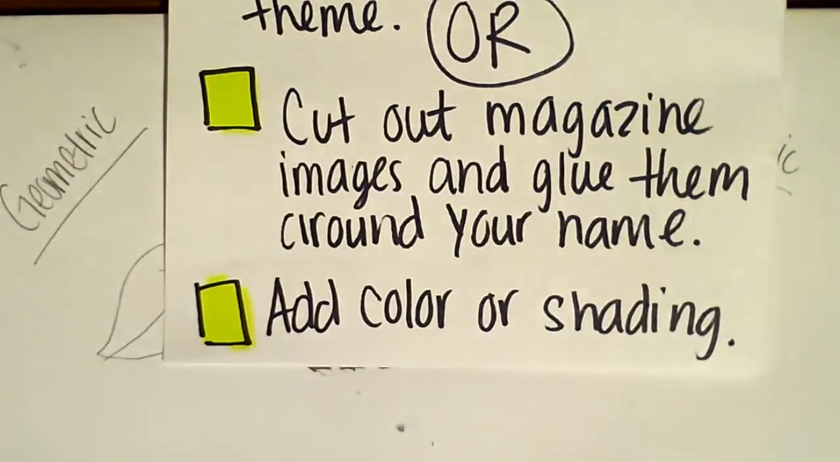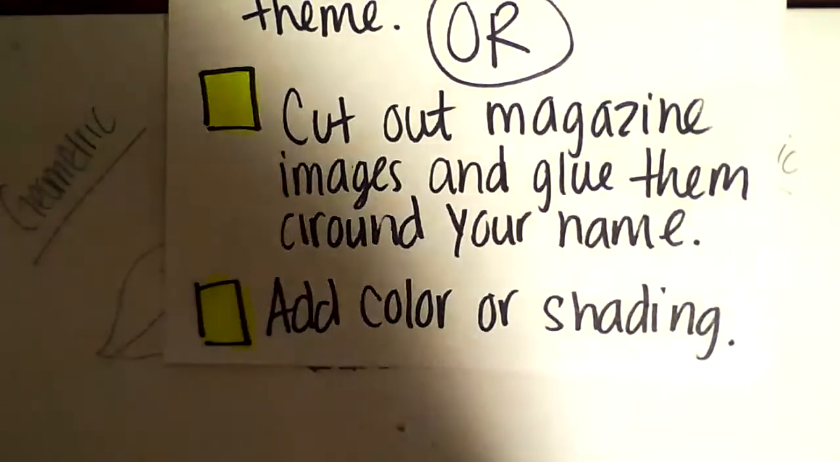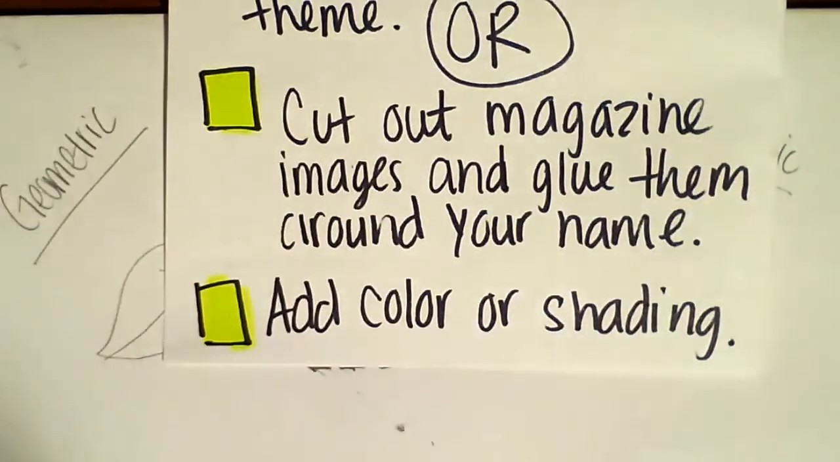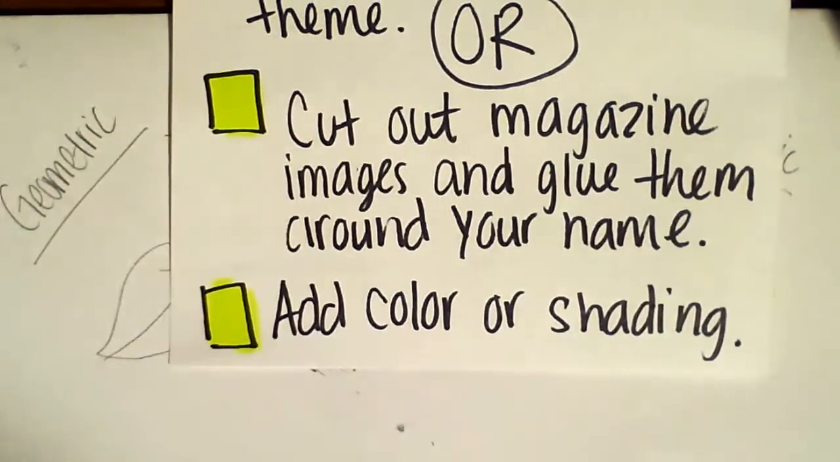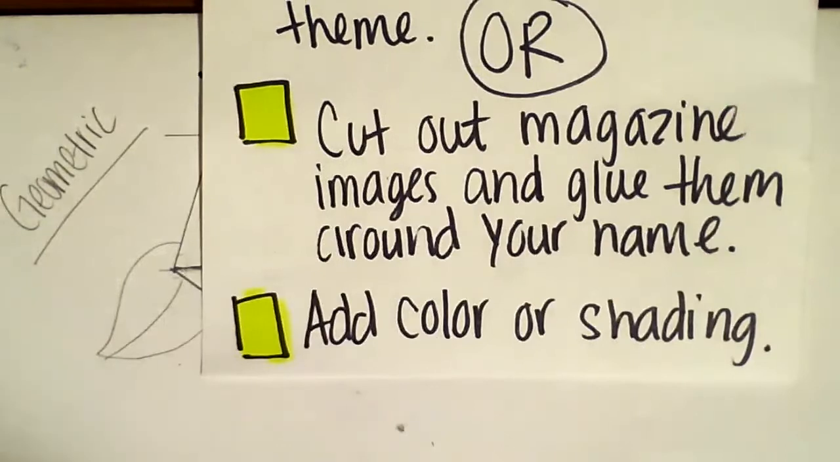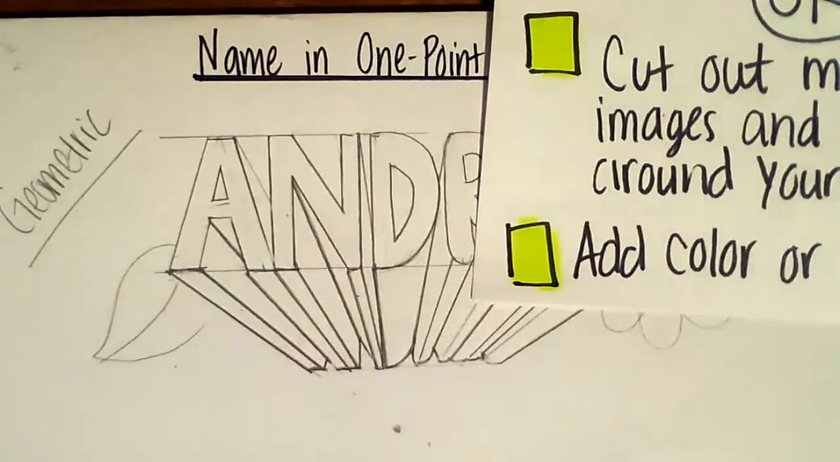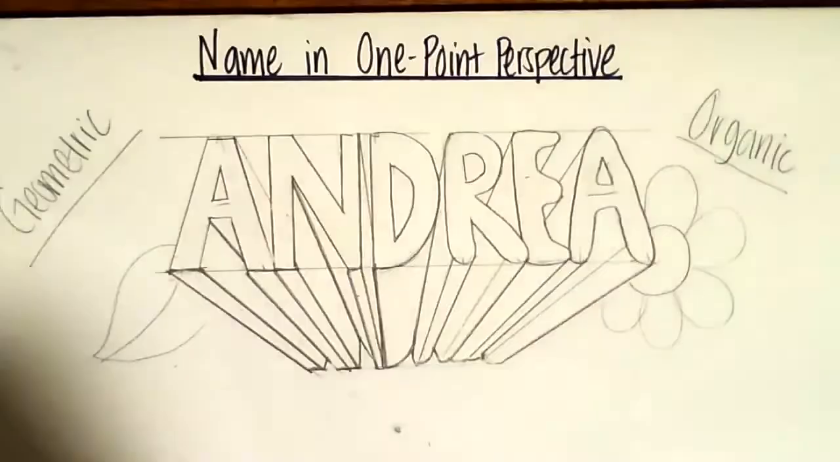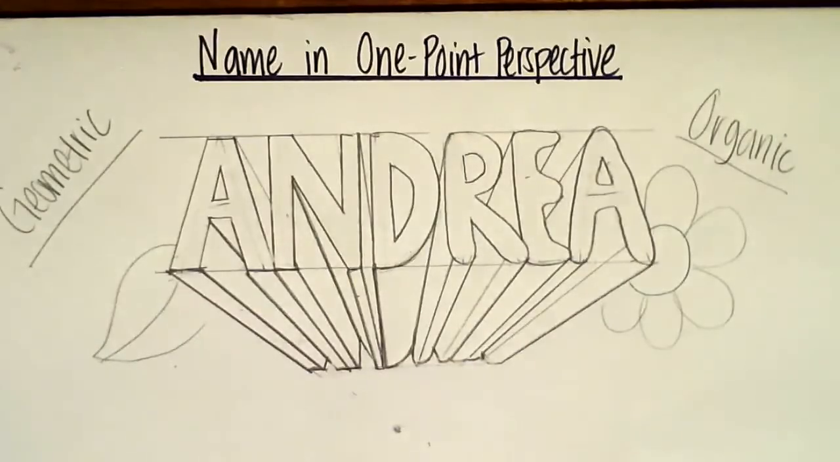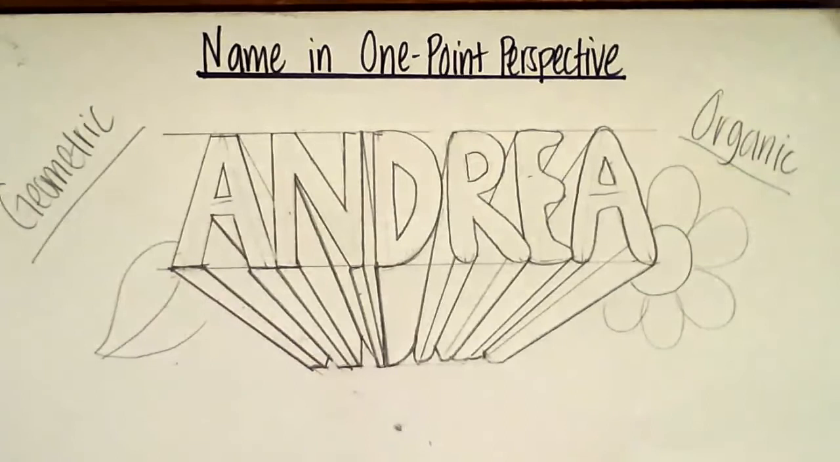or you can cut out magazine images and glue them around your name. If you're like, Miss, I'm so done, I'm so over drawing, then remember you have options. You could either draw something that relates to yourself or that relates to your theme, or you can go ahead and just cut out magazines, eyes, you can cut out flowers, literally whatever you want, video games, and then just add color or shading in the background. So if you're going to be drawing, just go ahead and color it. Otherwise, just go ahead and add color through your magazine cutouts, whatever you prefer. But yeah, that's basically it.